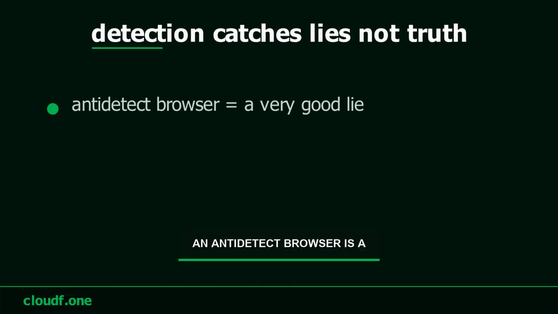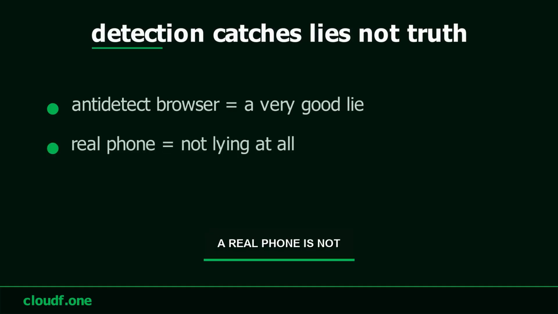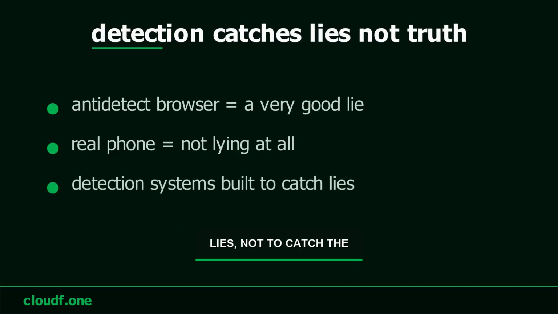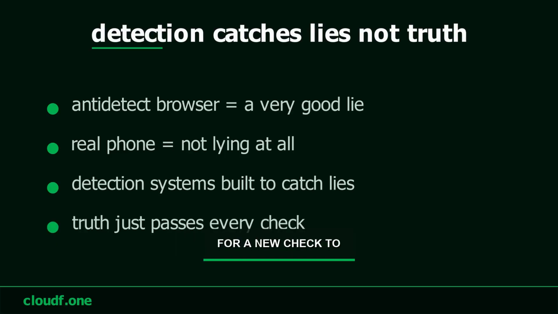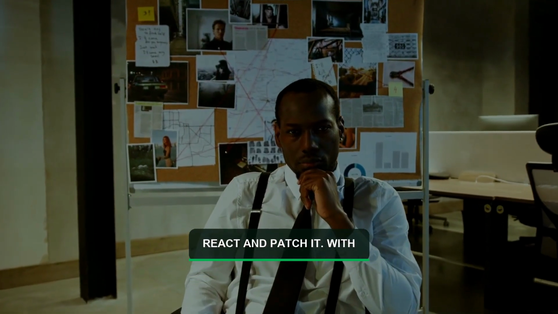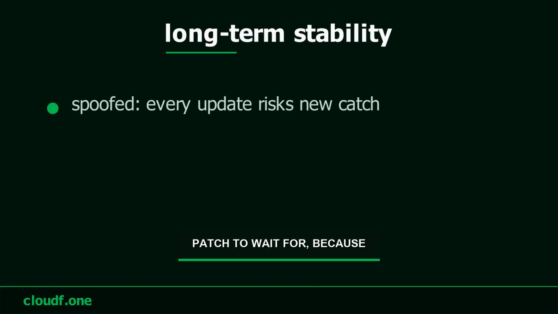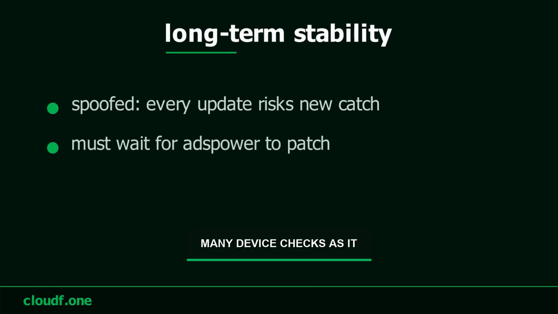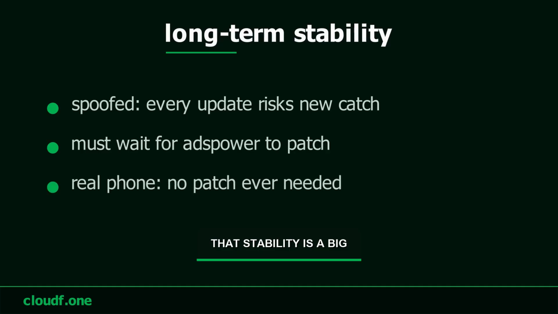An anti-detect browser is a very good lie. A real phone is not lying at all, and detection systems are built to catch lies, not to catch the truth. It also changes how much can go wrong over time. With a spoofed setup, every platform update is a chance for a new check to catch something your fingerprint didn't account for, and you have to wait for AdsPower to react and patch it. With a real phone, there's no patch to wait for because you weren't faking anything in the first place. The platform can add as many device checks as it likes. A real Singapore phone just keeps answering them honestly. That stability is a big part of what people mean when they say a real device is safer.